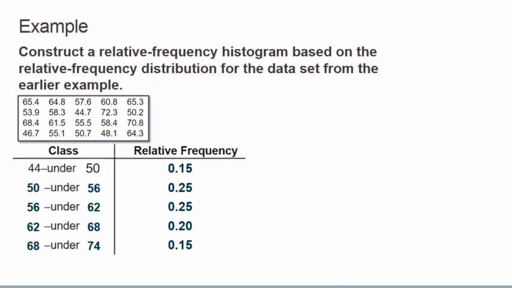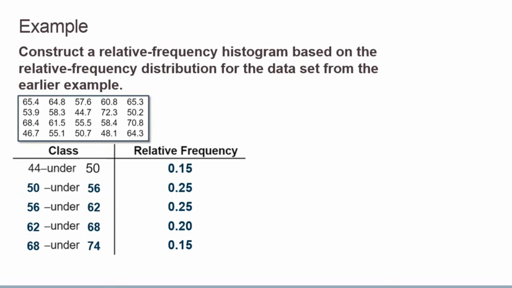Example: construct a relative frequency histogram based on the relative frequency distribution for the data set from the earlier example. We're using the example with the decimals. Our first class was 44 to under 50 with a relative frequency of 0.15, 50 to under 56, 0.25, 56 to under 62, 0.25, 62 to under 68, 0.2, 68 to under 74, 0.15.